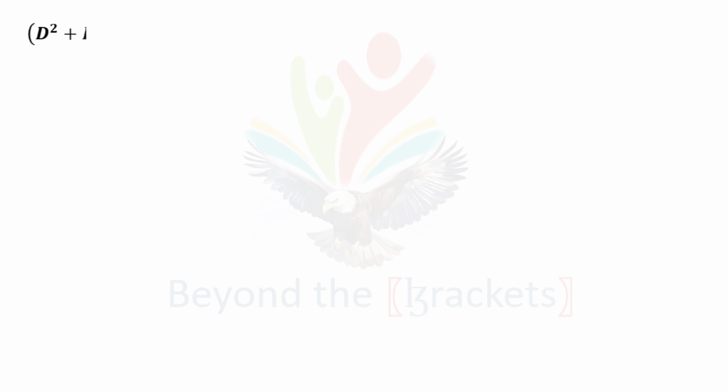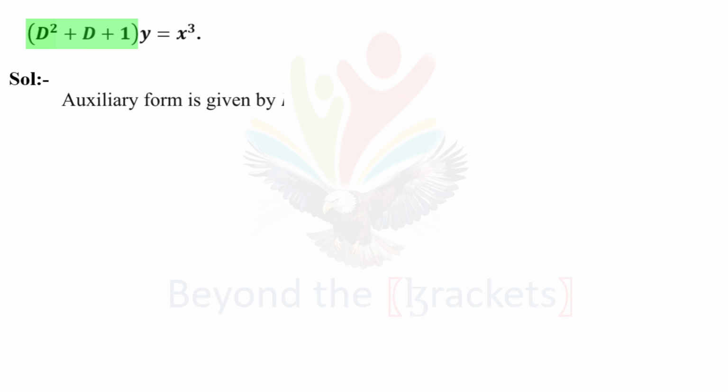The first question is given in the operator form. To write the auxiliary equation, we replace D with m and equate it to 0. Solving this, we obtain the roots m is equal to minus 1 by 2 plus or minus root 3 by 2i, which are complex roots.